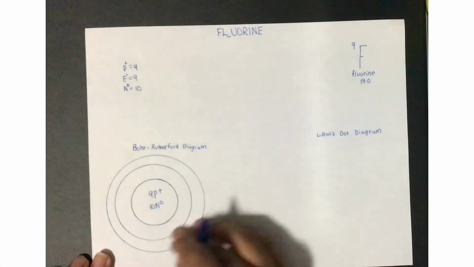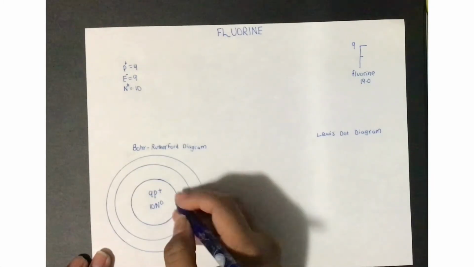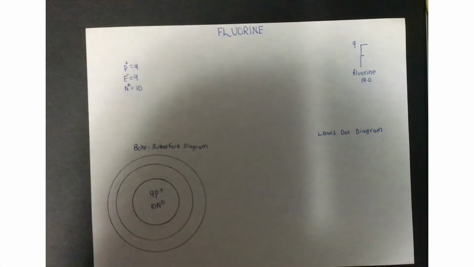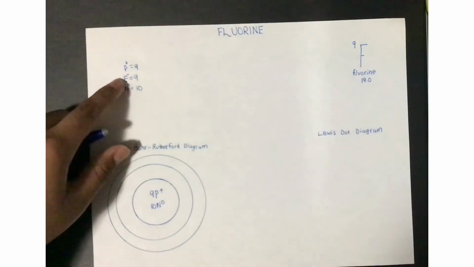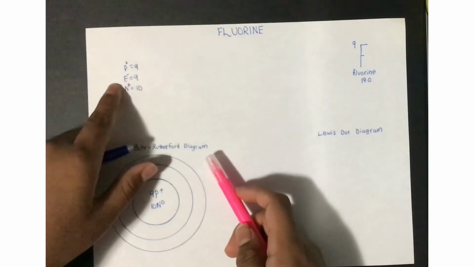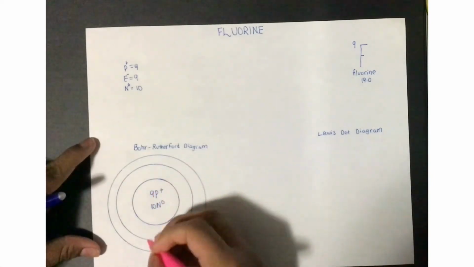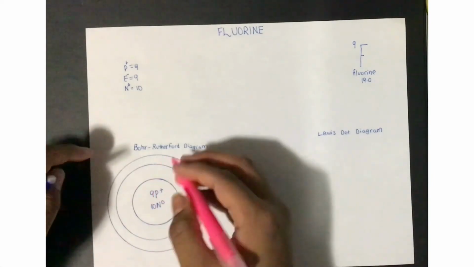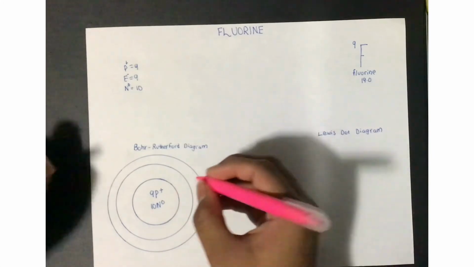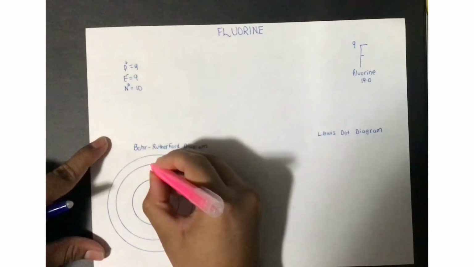Okay, and let's get started with our shell. For a shell, it's pretty easy. It is just the number of electrons. So for fluorine, there's 9. And for the second shell, you should go clockwise to ensure that you're doing it right. So it should be like this.